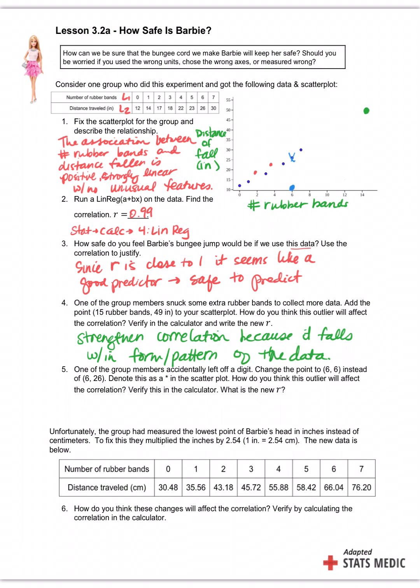It's all about the location of your outlier. If it falls within the form, it's going to strengthen R. If it falls outside the form, it's going to weaken it. So it's going to weaken the correlation because it falls outside the pattern of the data.